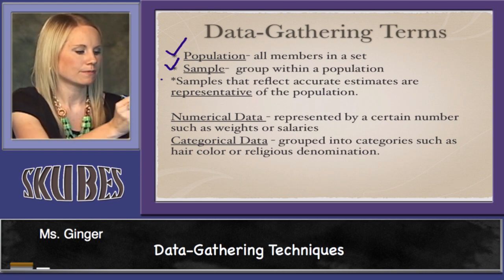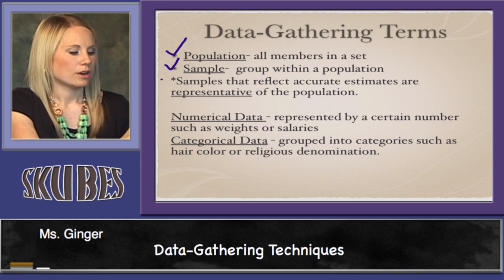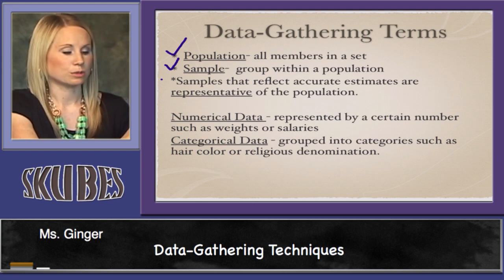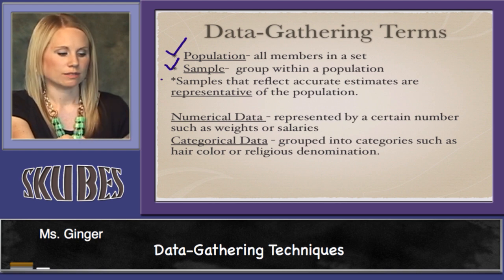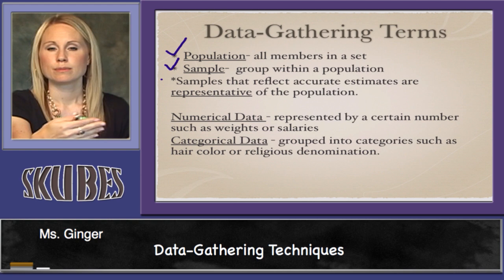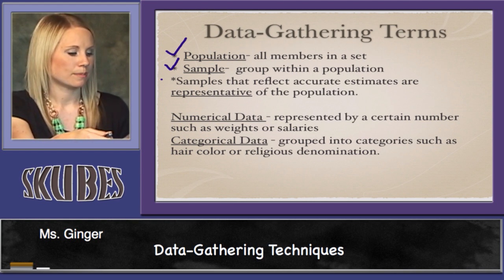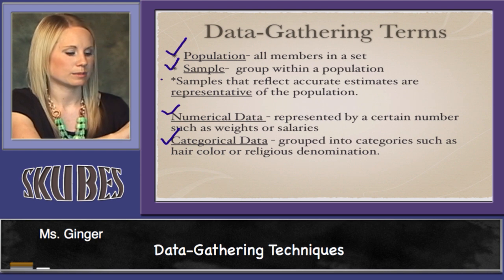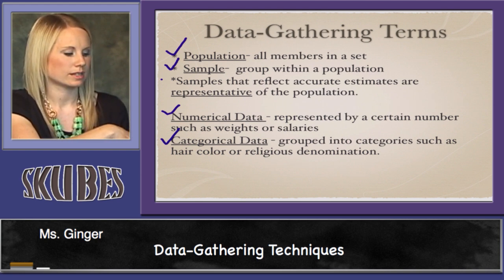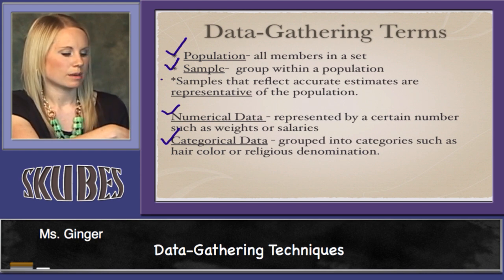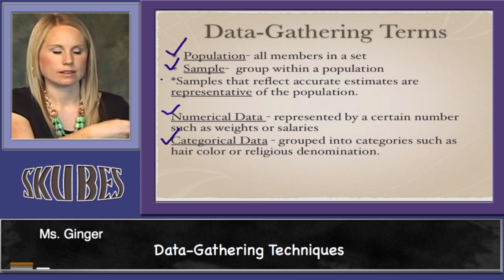Now, when you're dealing with data gathering, you may come across numerical data, and that just involves things that are numbers such as weights or heights or people's salaries at their job. Or you might come across categorical data, and that is simply different categories of things. People may be grouped by hair color, religious denomination, political affiliation, things like that.